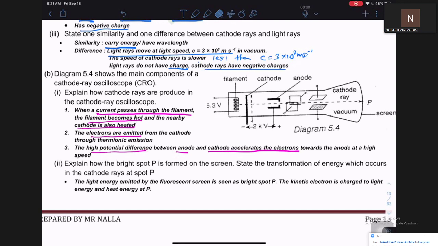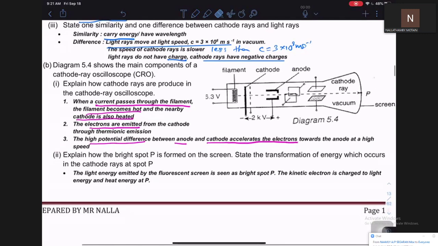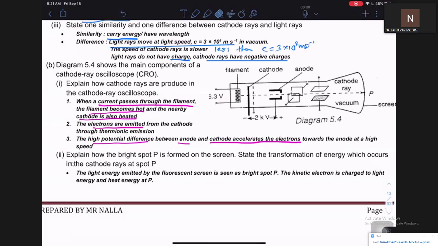Then we go for question number 2. Explain how the bright spot P is formed on the screen. State the transformation of energy which occurs in the cathode rays at spot P. Okay, explain how. I told you already last week. Please memorize this. I think 3 times I already asked this. Yeah, you must memorize. So kinetic energy changed to light energy. Heat, no need.